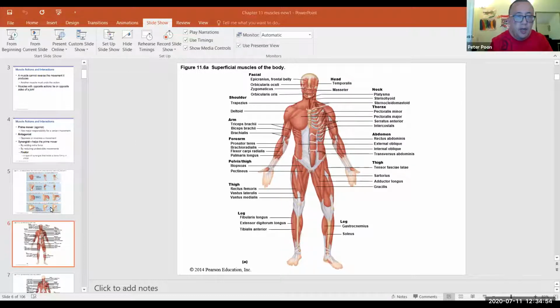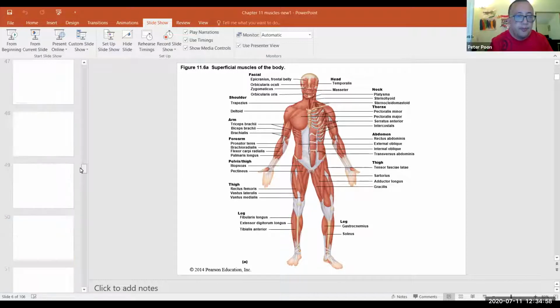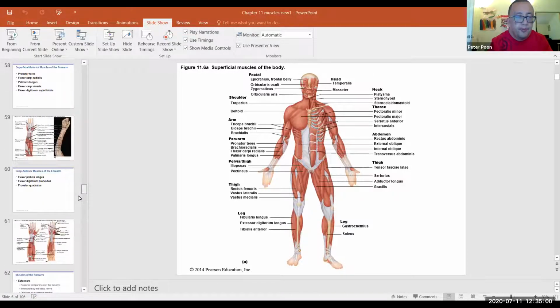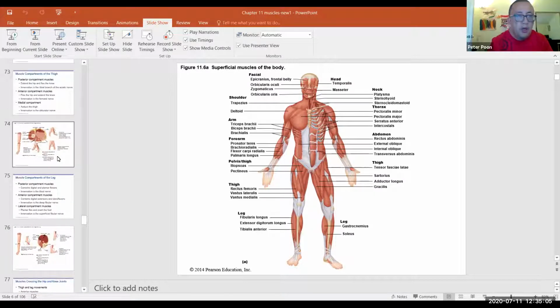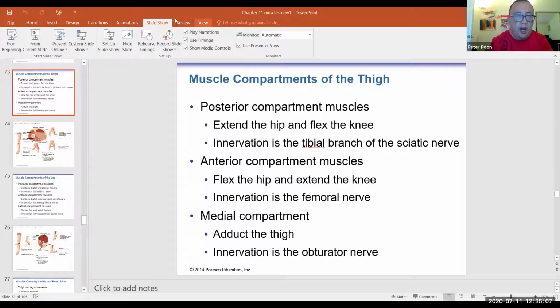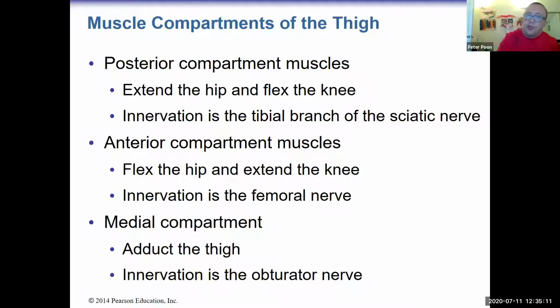All right, let's move on to part 3. Okay, so part 3, we're looking at the thigh and the legs. So the posterior compartment of the thigh. Let's see if I can show you what I'm talking about.